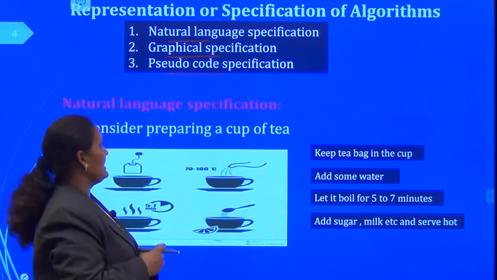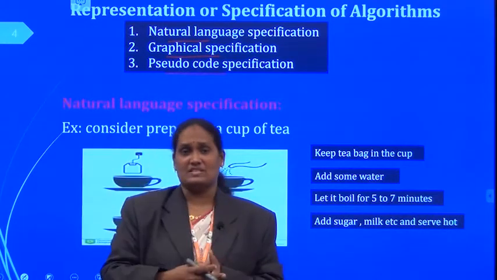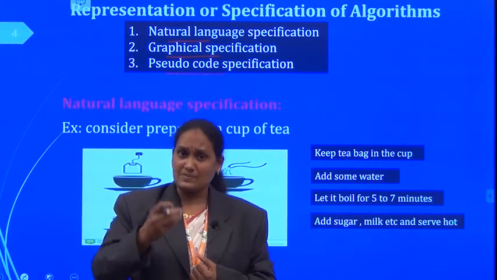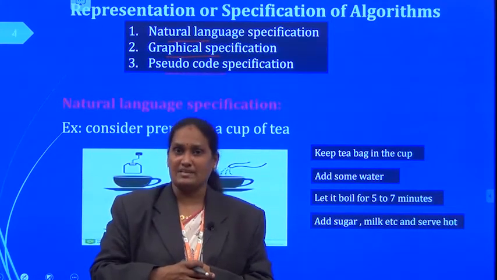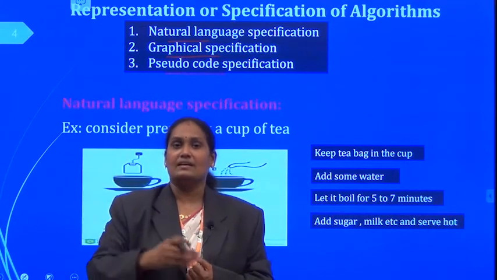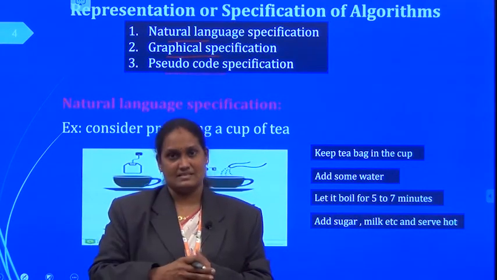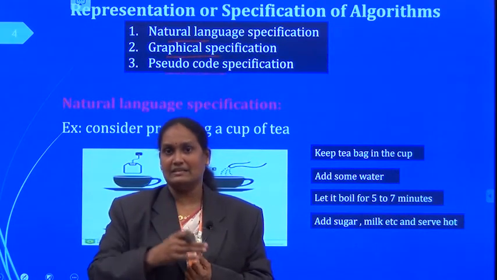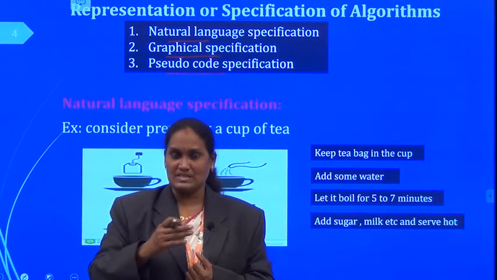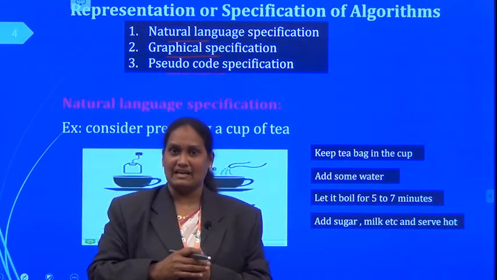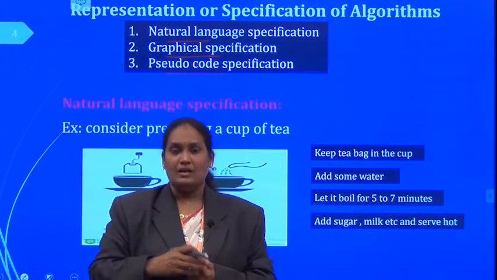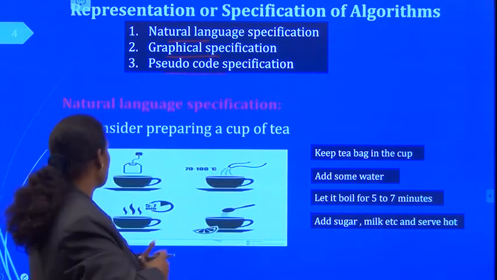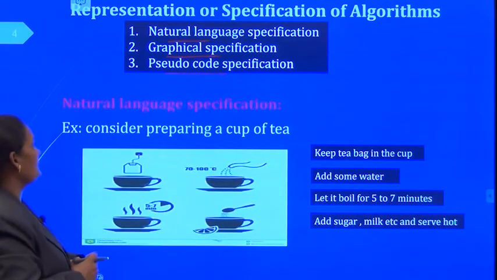Coming to the natural language specification. What is natural language specification? The steps in an algorithm can be represented by using natural English-like language sentences. For explaining this natural language specification, I have given an example here. Let us see the example.